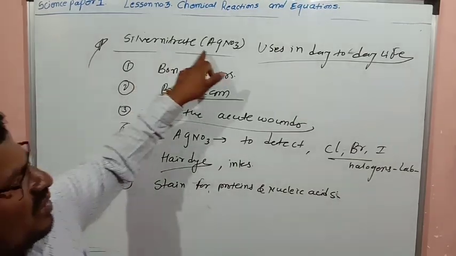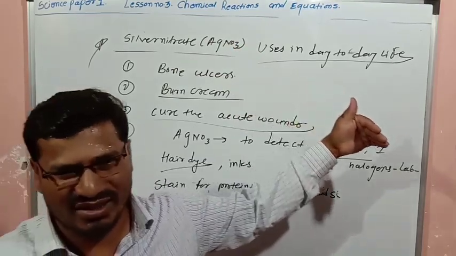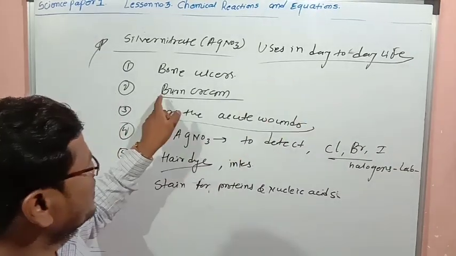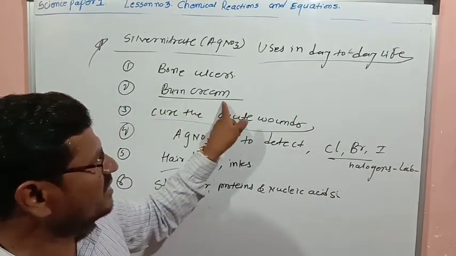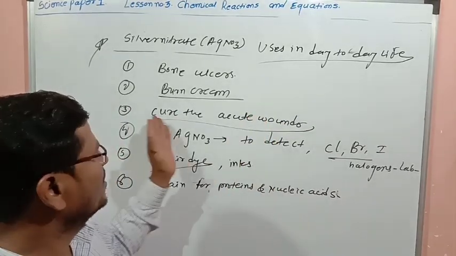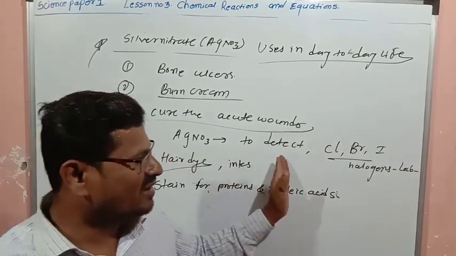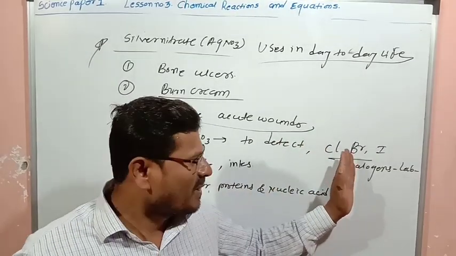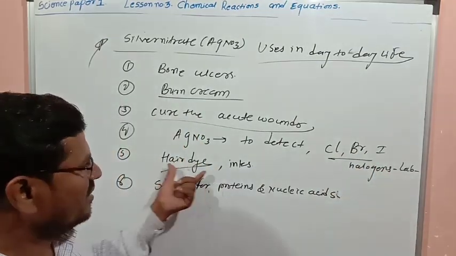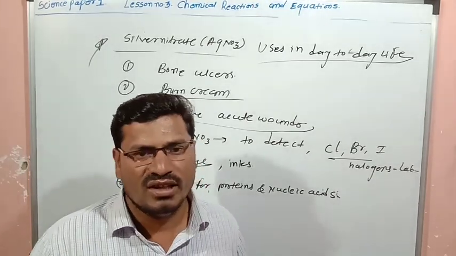So what are the uses of silver nitrate in day-to-day life? We have already studied them here. In the voter ink it is used. Second, it is used for treating bone ulcers. Next is burn cream. If burning of the skin takes place, it is used for that also. Next, to cure acute wounds. Small wounds can be cured. AgNO3 in the laboratory is used to detect chlorine, bromine, iodine radicals because it forms a PPT. And it is used in hair dye as well as ink, and as a stain for proteins and nucleic acids.